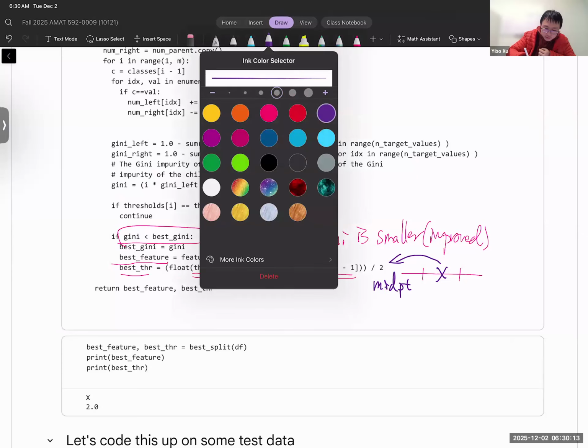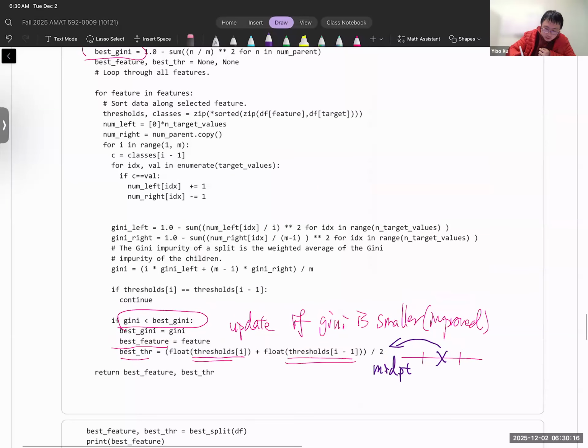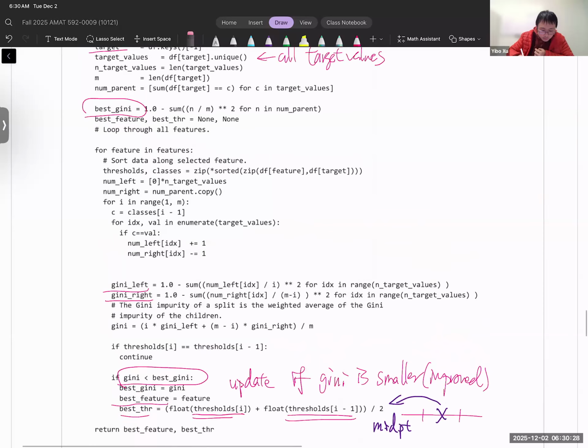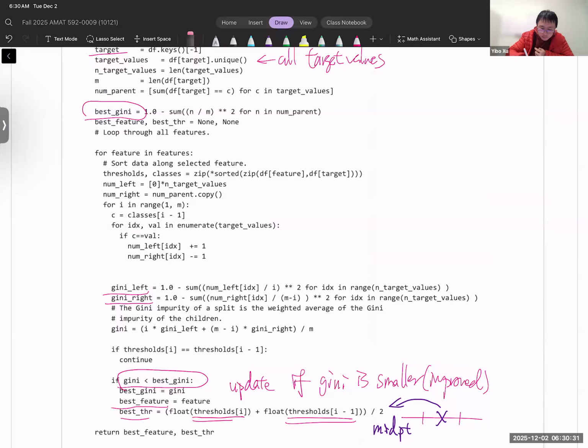All right. So of course, you can see that now the Gini left and the Gini right are just the Gini values for the numbers on the left and numbers on the right. M is what? Yeah, M is the number of different target values.